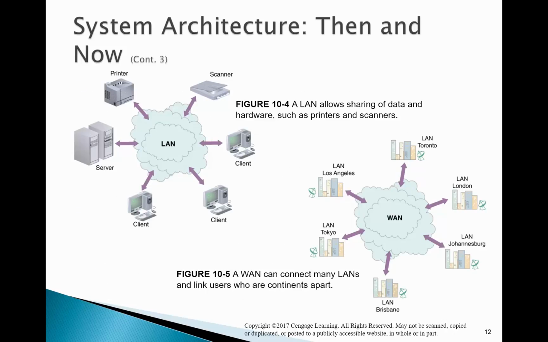LAN. This is kind of how my stuff is set up at home. I have multiple clients. My clients, though, are my notebooks. I have a couple of notebook computers. I have 3 computers in my home. I have a scanner. I have printers. I have servers. They're all connected by a local area network controlled by me.